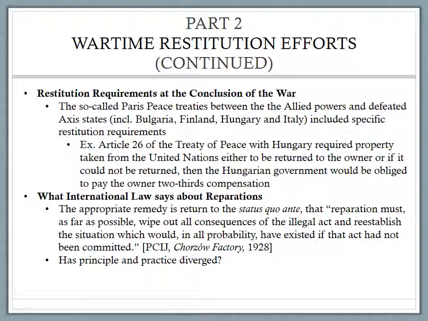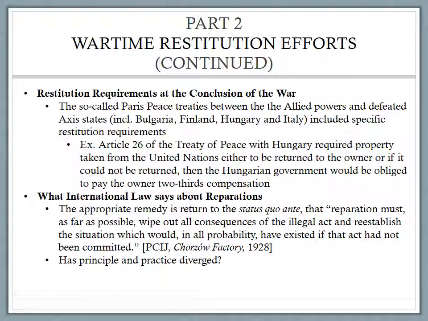In addition, Article 27 of the same treaty required that property confiscated on account of the racial origin or religion of such persons was to be restored, or when that was not possible, fair compensation was required.